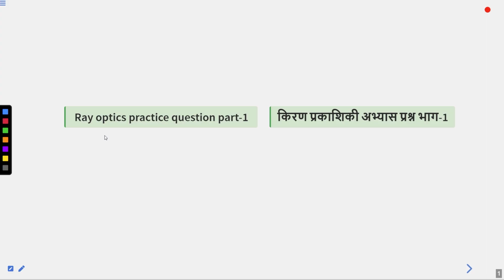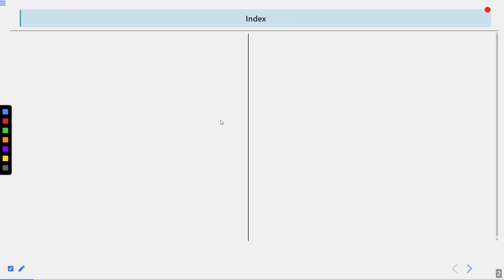Hello students, in today's lecture we will solve some practice questions, and those practice questions are based on ray optics. This is practice question part 1. In this lecture we will solve practice questions from 1 to 6.